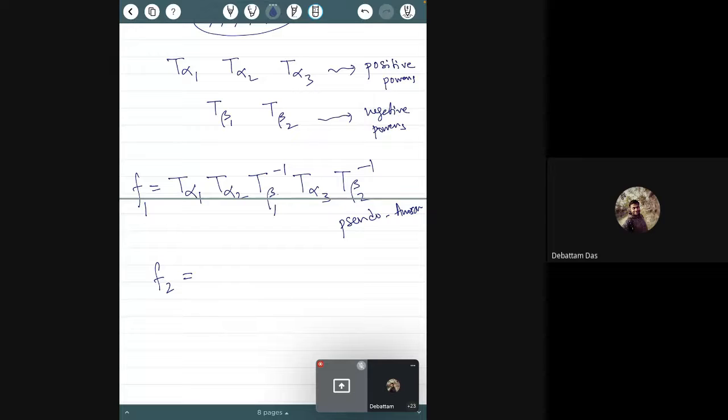I'm just saying change the order actually. Take T alpha 1 and T beta 1 inverse, T alpha 3 and T alpha 2. Okay, let me write one. So T beta 1 to the minus 3, T beta 2 to the minus 5, T alpha 2 and T alpha 3 to the 100. Okay, so any such product will give you a pseudo-Anosov element.